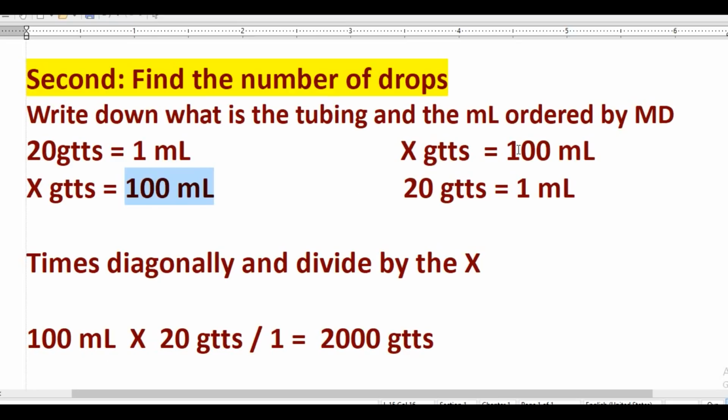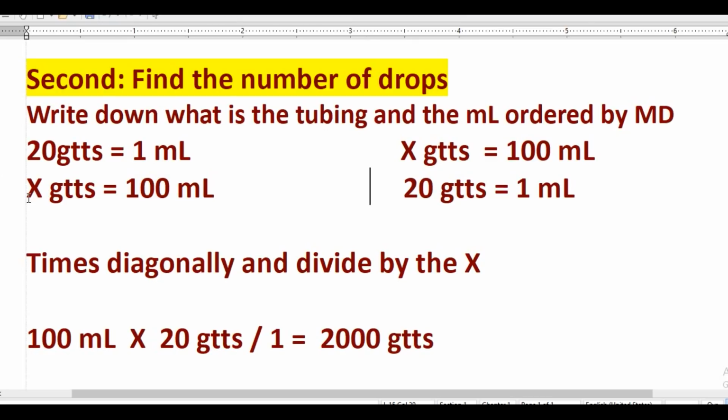So, or 100 milliliters times 20 drops. It doesn't matter how you calculate it as long as you set it up like this. The key here is to keep drops with drops and milliliters with milliliters. Don't mix the two. Set it up exactly like this. And so we have 100 milliliters times 20 drops.